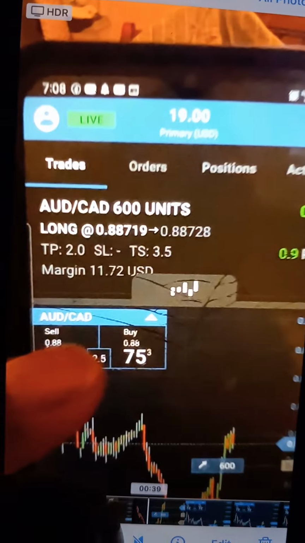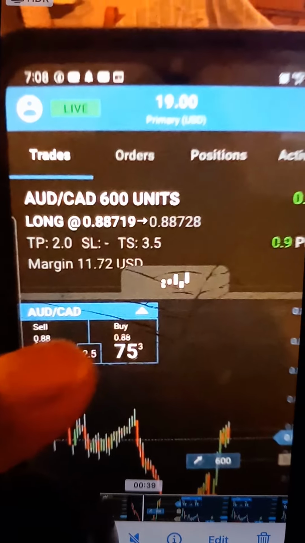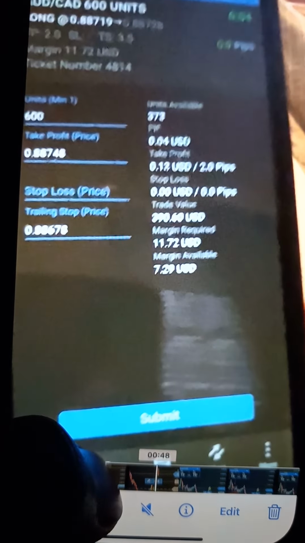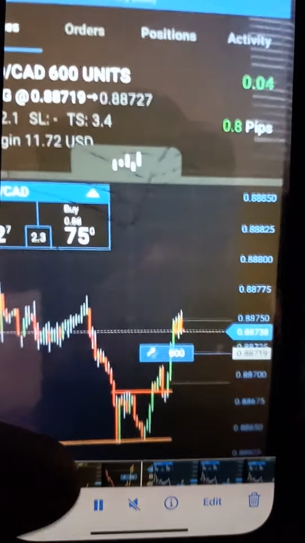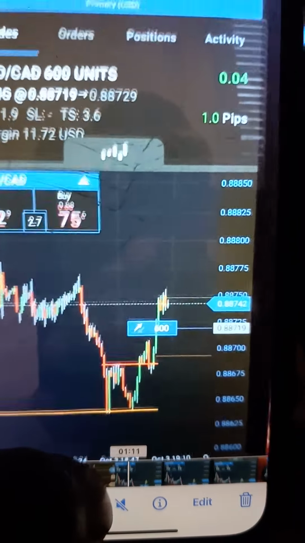Okay, so I bought 600 units of AUDCAD. That's what I want to see. It's kind of shady. I set my target price at 0.88748.